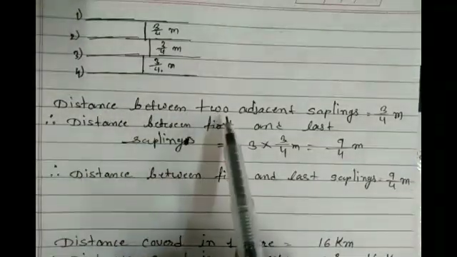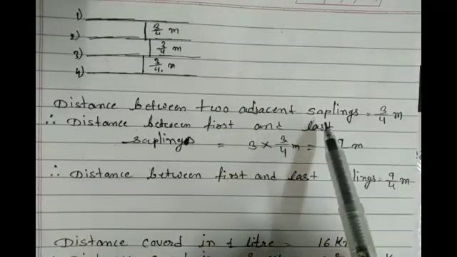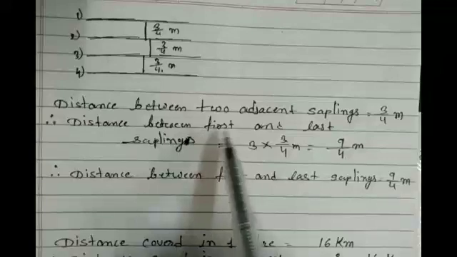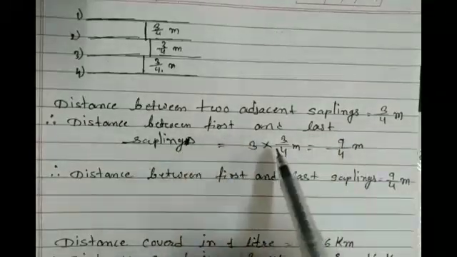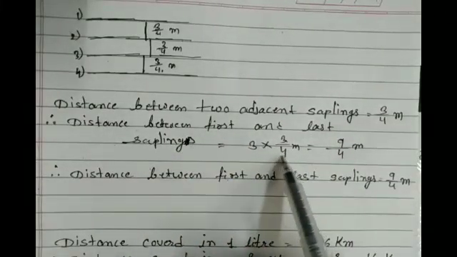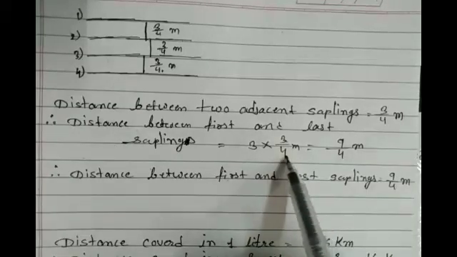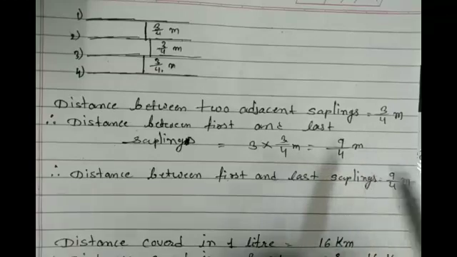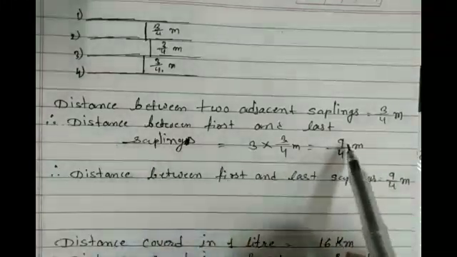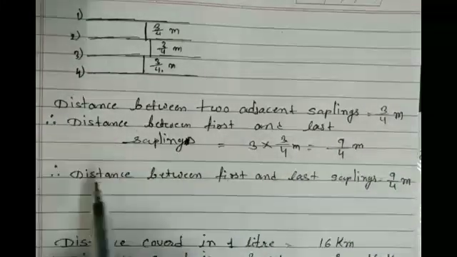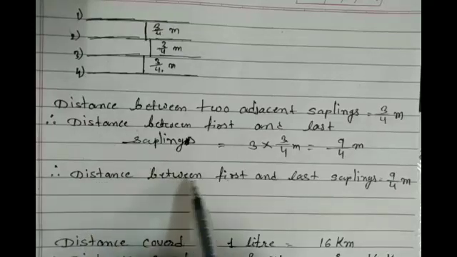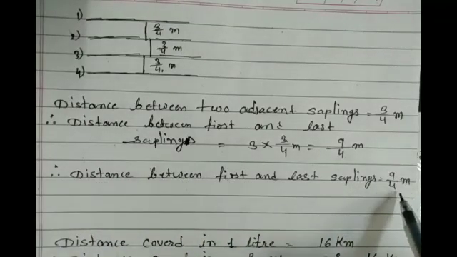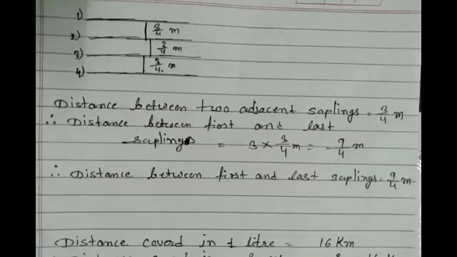The distance between two adjacent saplings is equal to 3 upon 4 meter. The distance between first and last, we have to multiply 3 with 3 upon 4 meter. 3 3s are 9, 4 as it is. So we get the distance is equal to 9 upon 4 meter. So we can say that the distance between the first and last sapling is equal to 9 upon 4 meter.